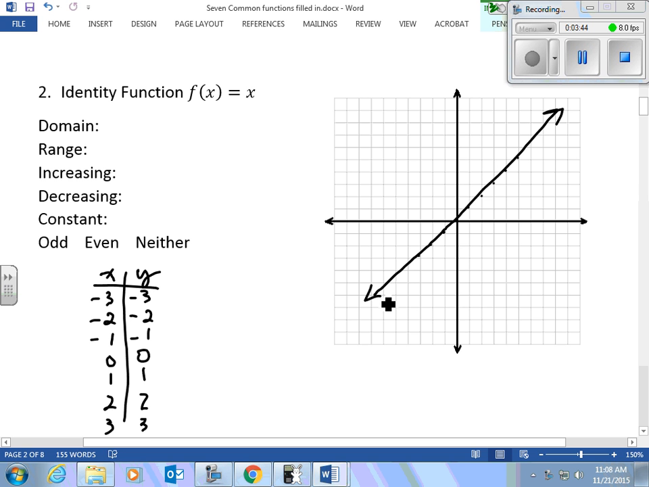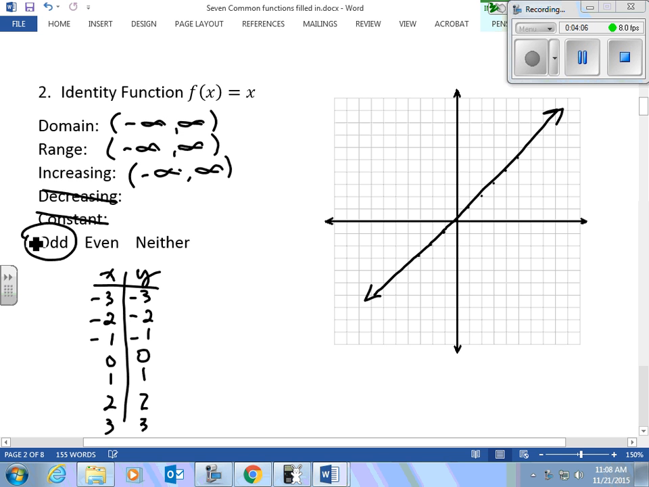And again, if we look at domain and range, we can see that the domain is -infinity to infinity. The range is the same, -infinity to infinity. It's increasing over the entire domain, -infinity to infinity. It's never decreasing, and it's not constant. And as far as symmetry goes, this is an odd function. If I rotated it 180 degrees, it would look exactly the same.